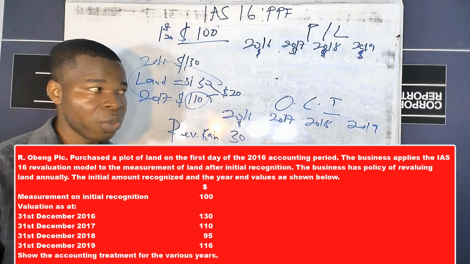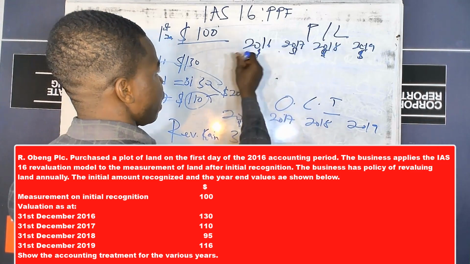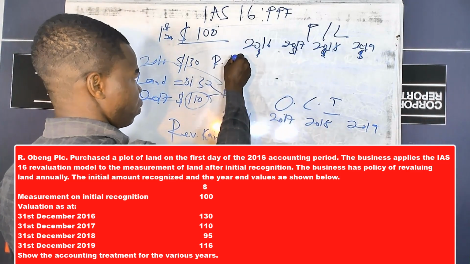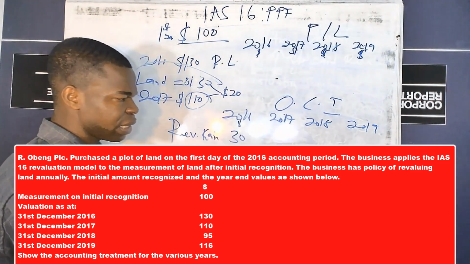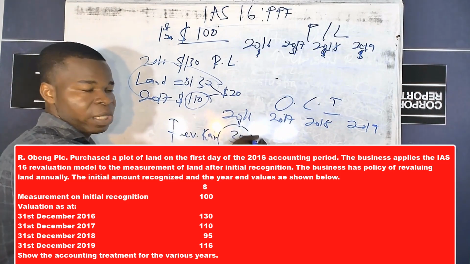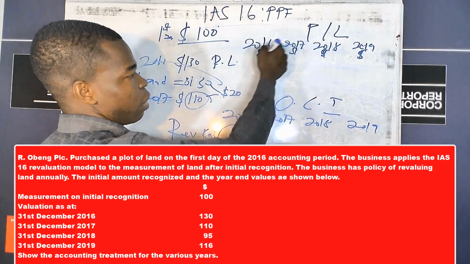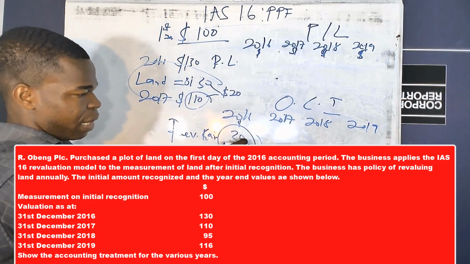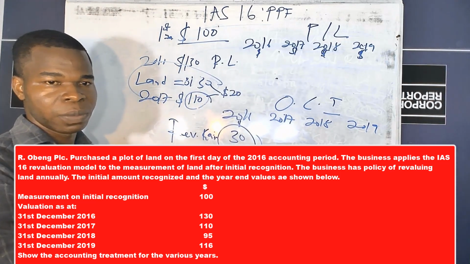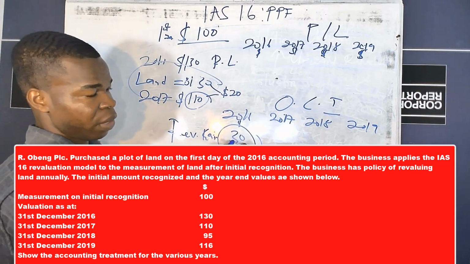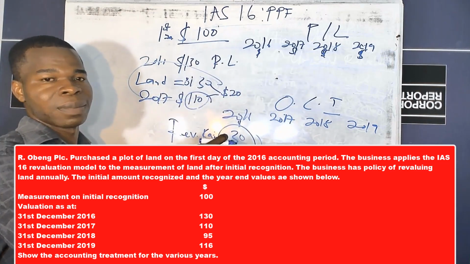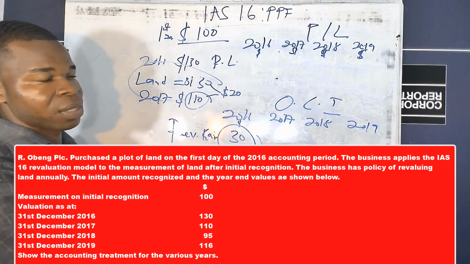And remember that the loss is supposed to go to our P&L account, revaluation loss of 20. But because there is an opening revaluation gain on that particular asset, we cannot send this one to the P&L account. We have to go and expend all. In other words, this place was credited. We are supposed to go and debit it so that it will cancel that amount in 2017.